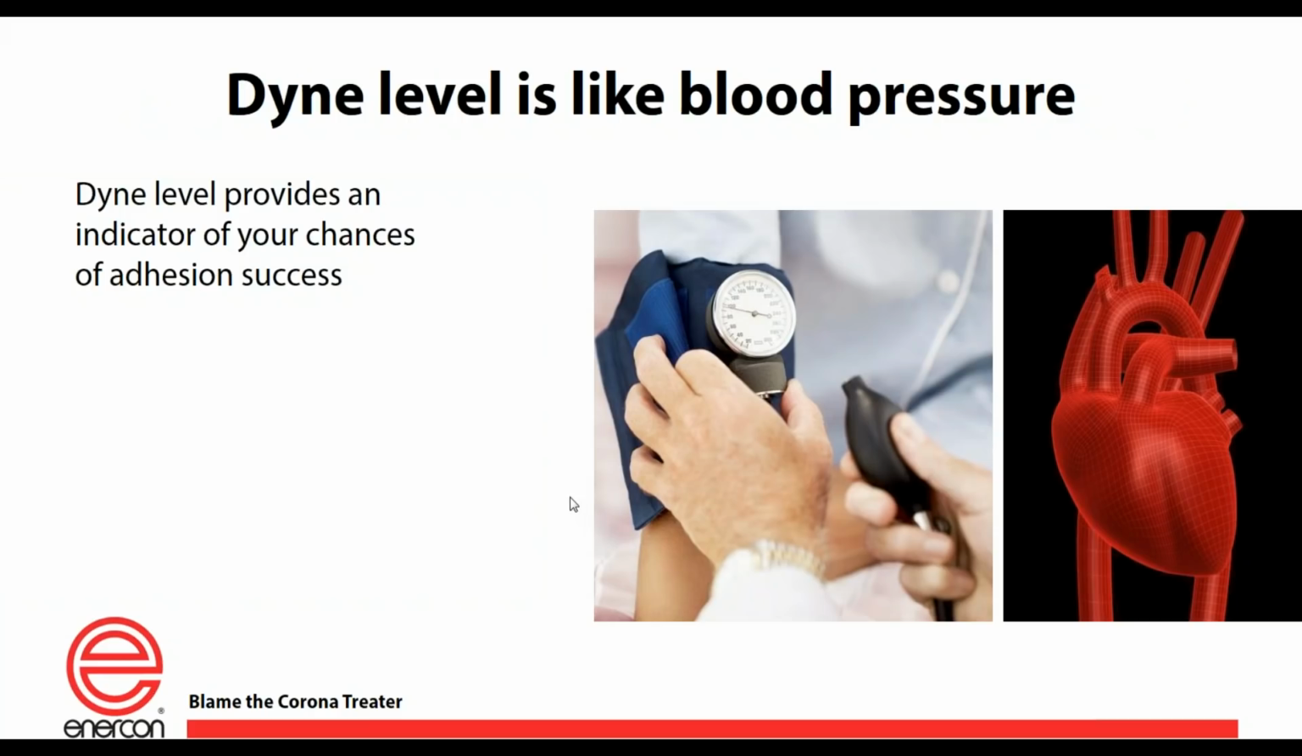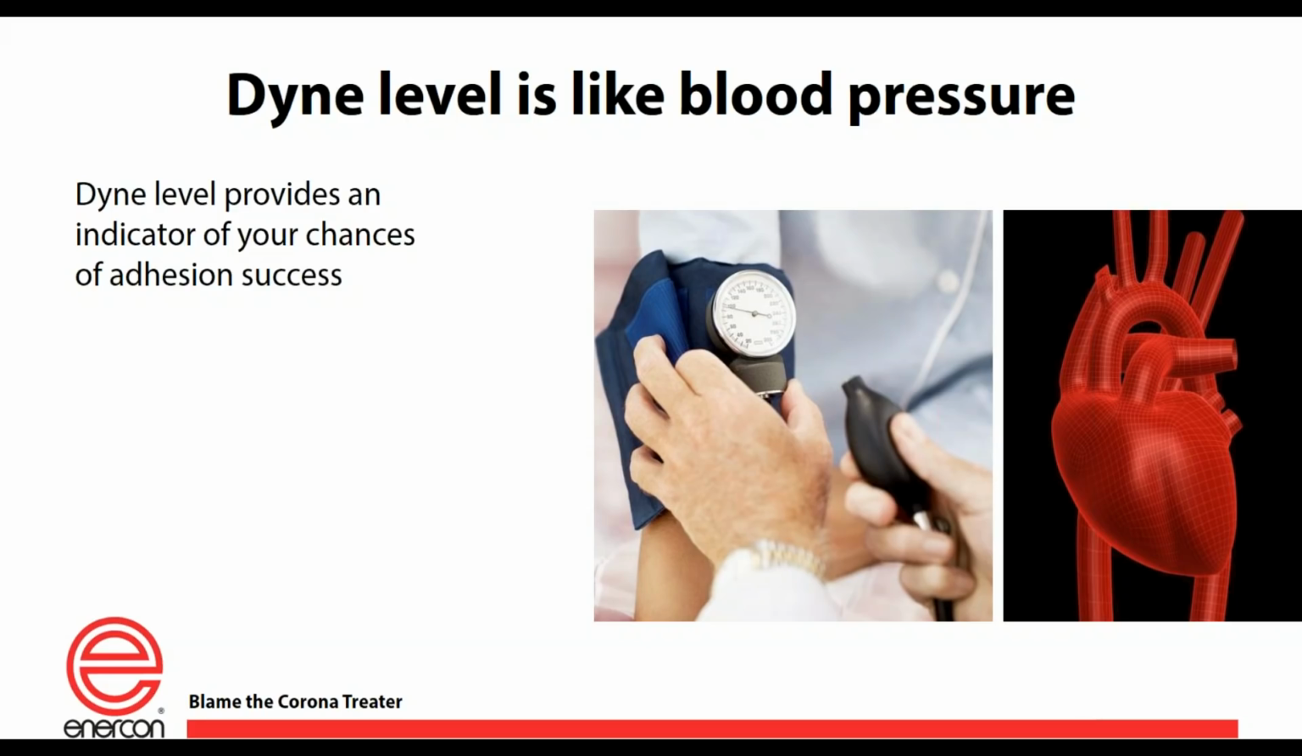Think of Dyne level like your blood pressure, right? It's just an indicator of your chance of success relative to converting, just like your blood pressure is an indicator of your health. You can have really good blood pressure, but if you have something else wrong, the blood pressure isn't going to necessarily indicate that, but it gives you a general feeling of where you are. Dyne level is like that. Many of you probably have had this experience, where you do a Dyne test and you look at the result and you say it's 42 Dynes, but this ink looks terrible. How is that possible? What's going on here? And it gets very confusing.